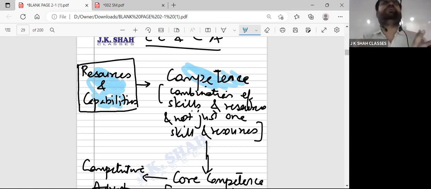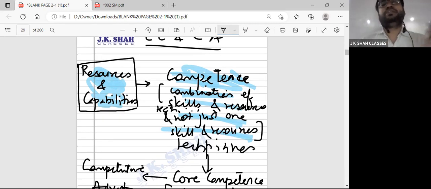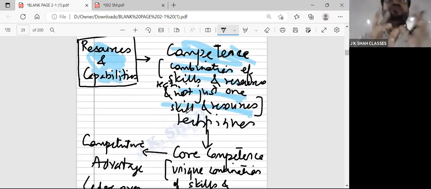So resources and capabilities are available to everyone. With the help of these resources and capabilities, what do we try to do? We try to create competence. What is competence? A combination of skills and resources, and not just one skill or one resource. One skill, or you can also call this a technique. One skill, resource, techniques, if you want to add those words. Okay. So what separates you from the competitors is how quickly you can convert yourself from competence to core competence.